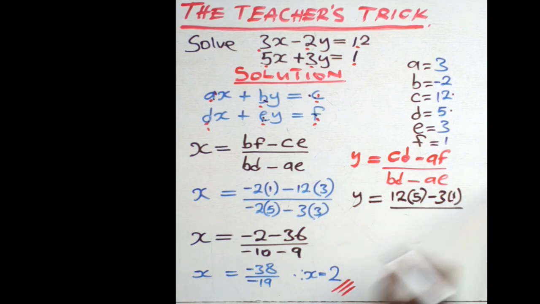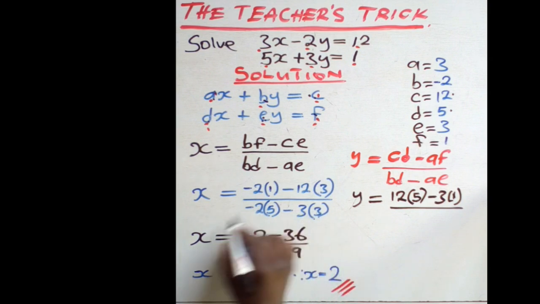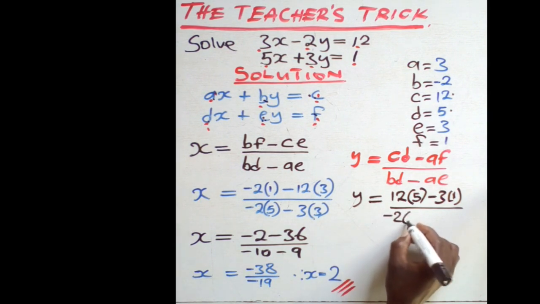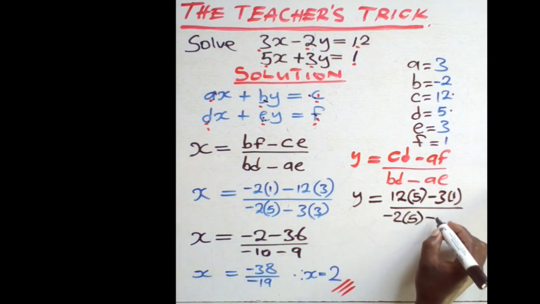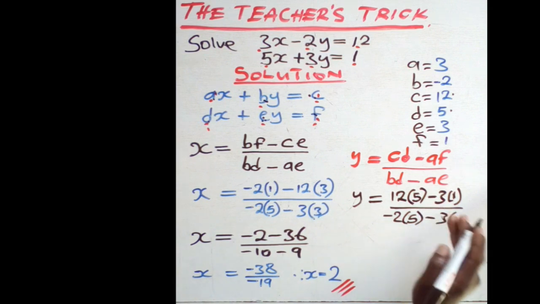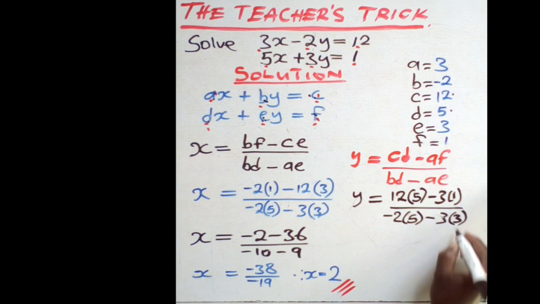Then over bd. bd is just the same thing. So we will just have a negative 2 times 5, minus negative 3 times, that is minus 3 times 3. Then you multiply there. When you multiply, what are you going to have? You have 5 times 12 giving out a 60.